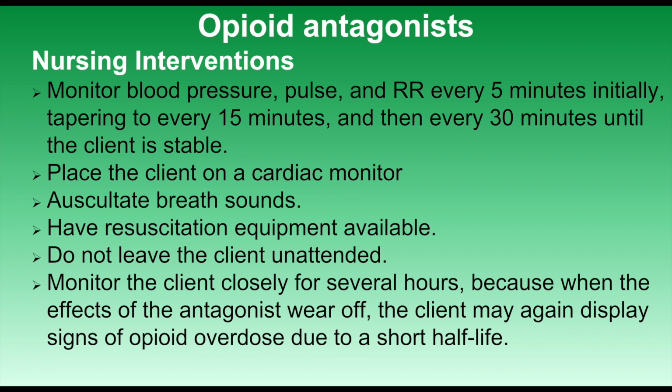Nursing interventions while giving an opioid antagonist. Monitor blood pressure, pulse and respiratory rate every 5 minutes initially, tapering to every 15 minutes and then every 30 minutes until the client is stable. Place the client on a cardiac monitor. Auscultate breath sounds, and keep resuscitation equipment available all the time. Do not leave the client unattended.